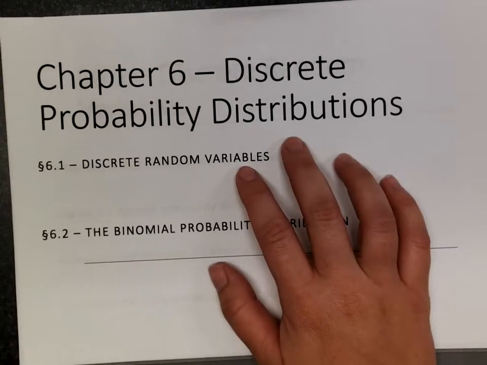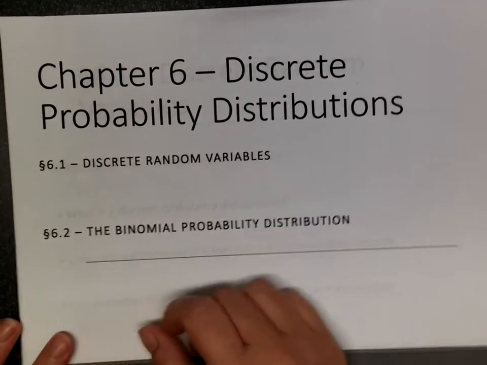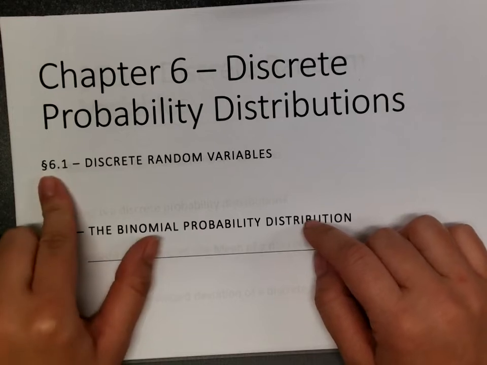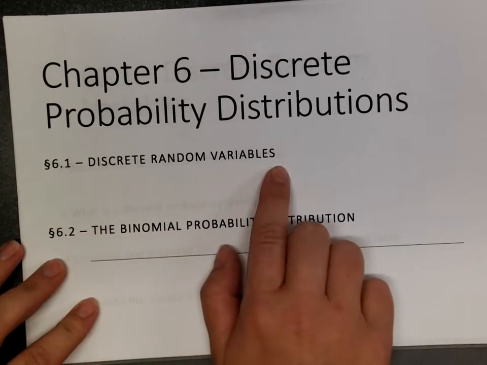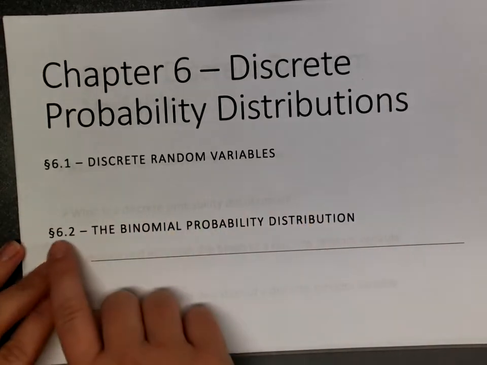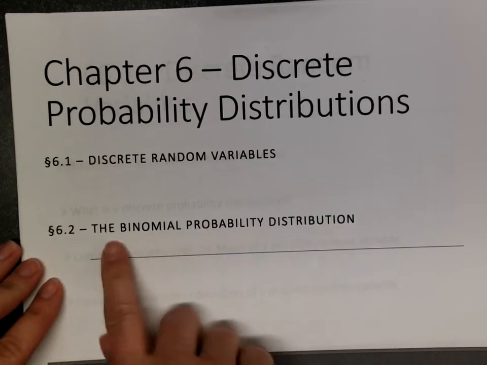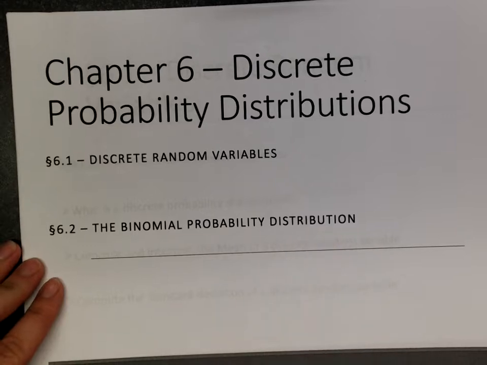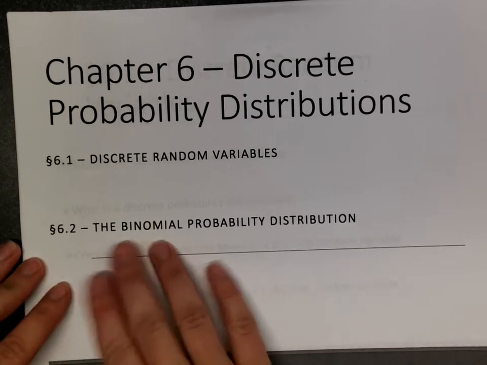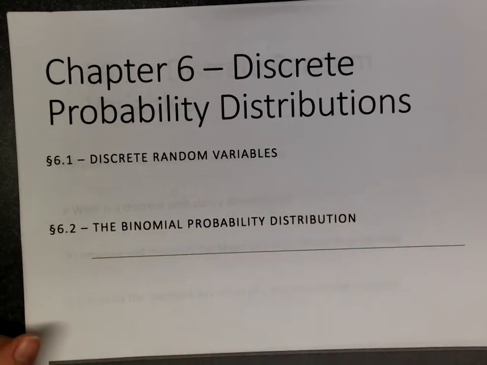All right, we have Chapter 6, Discrete Probability Distributions. It has two sections. The first section is just getting more familiar with what a discrete random variable is. And the second section is a very long section about the binomial probability distribution. So we'll be spending a lot of time discussing what binomial means and how the probability distribution works.